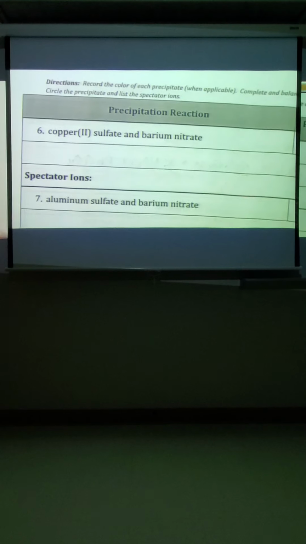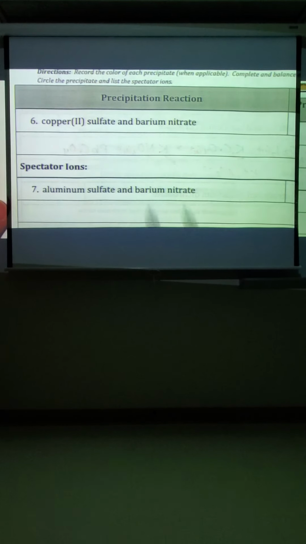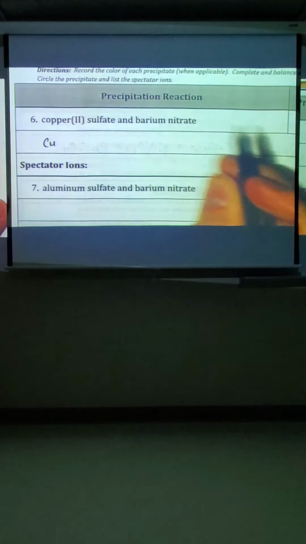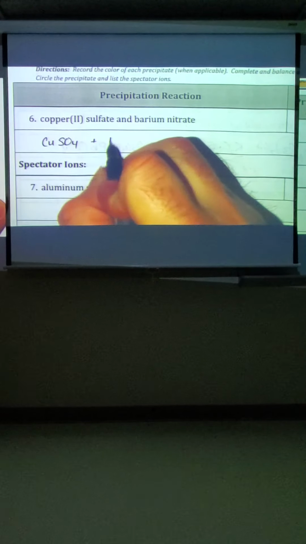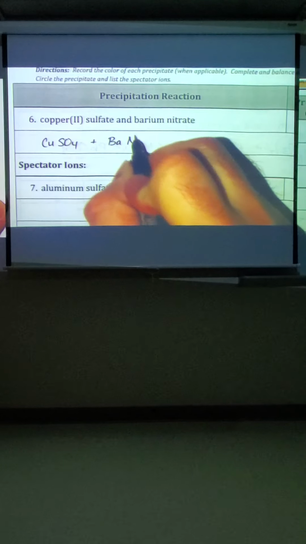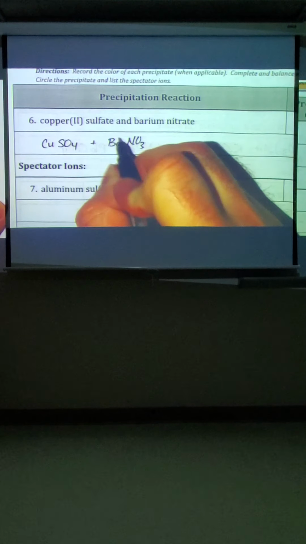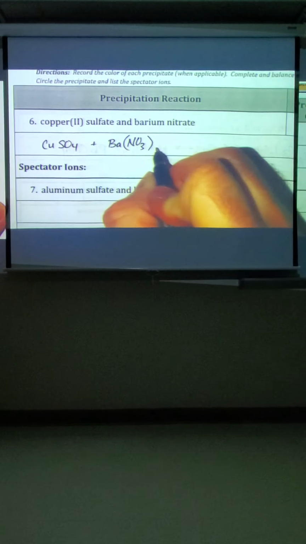Same kind of idea. Copper sulfate, barium nitrate. So we have a copper 2, sulfate is a -2. Barium and nitrate, that's a Ba. Nitrate is a -1. Barium is a +2, so cross the 1, cross the 2.